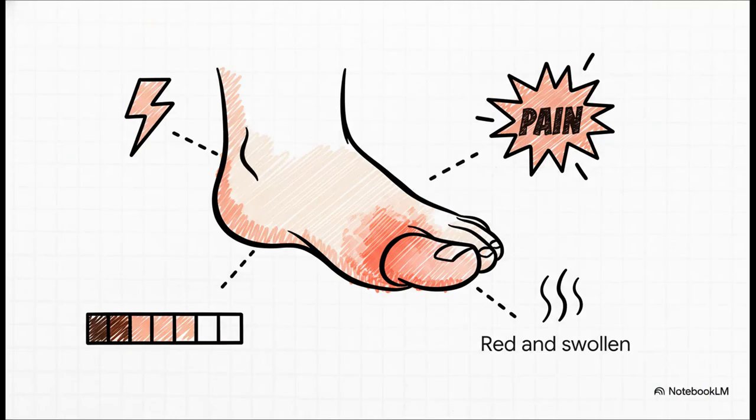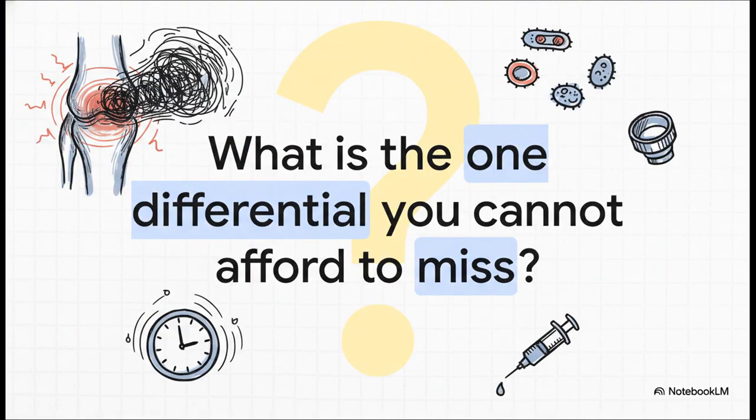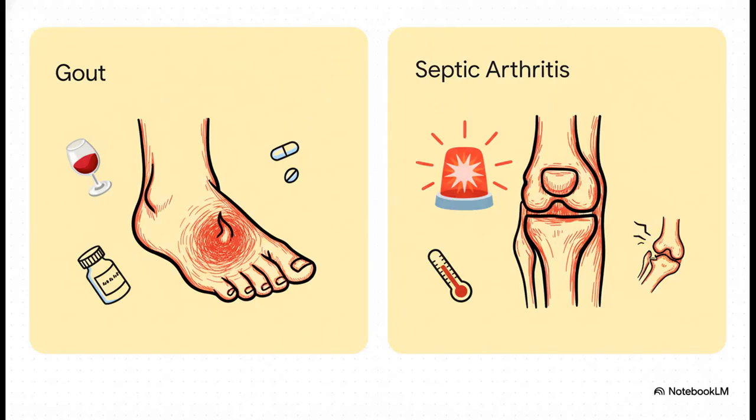In this classic case, the patient's going to describe a sudden onset of sharp pain in one joint, with redness and swelling. Notice how these findings, sudden, sharp, a 7 out of 10, red, and swollen, are already pointing you strongly towards an inflammatory arthritis, like gout. With those initial findings, your mind should immediately jump to the most serious differential. What is the one diagnosis you absolutely cannot afford to miss? That's right, septic arthritis.